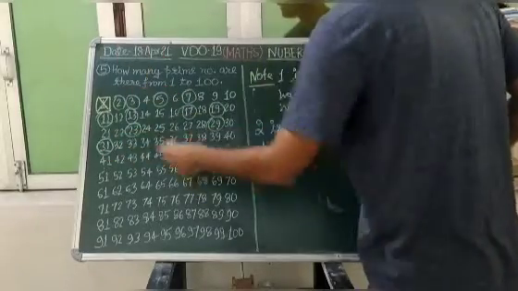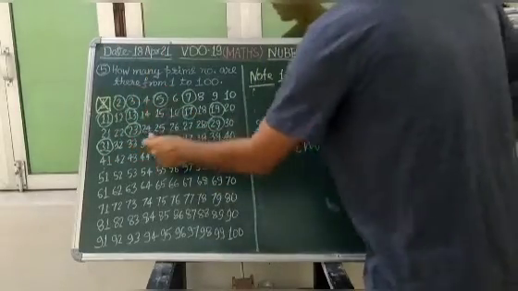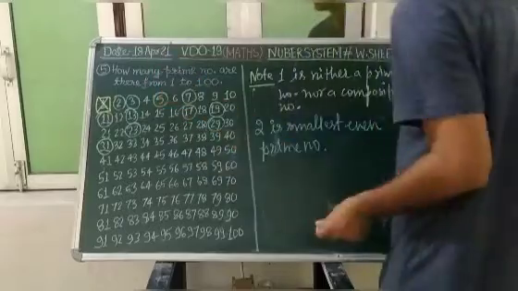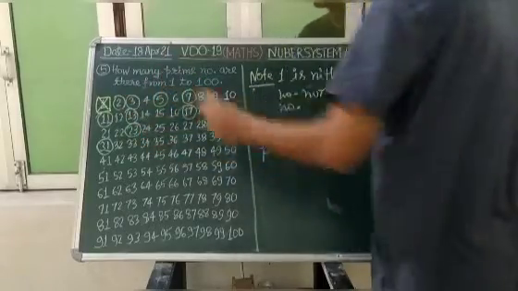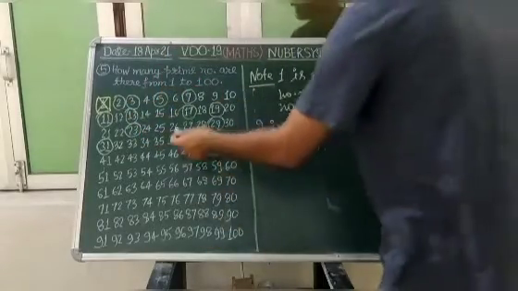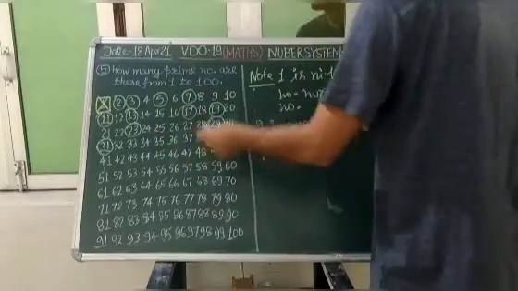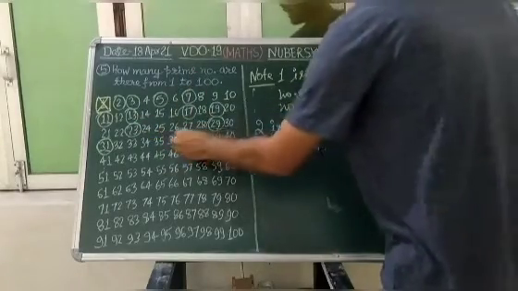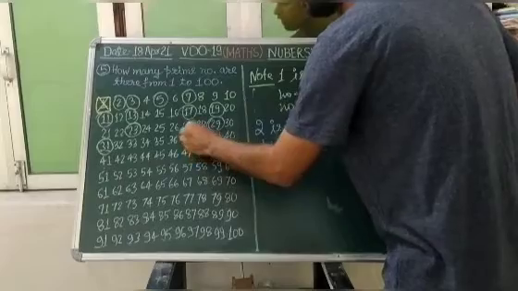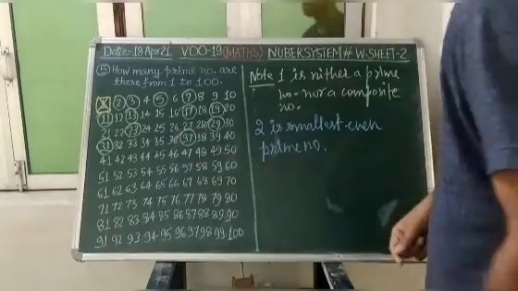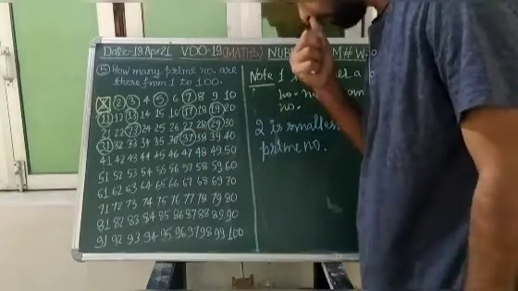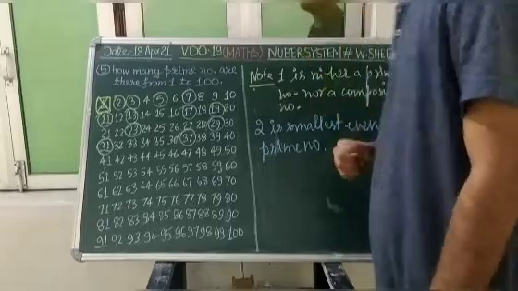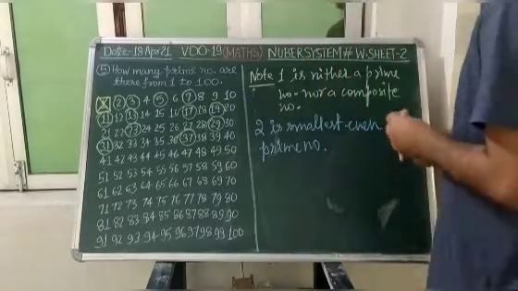32, 2 will divide it. 33, 11 will divide it. 34, 2 can divide it. 35, 5 can divide it, 7 can divide it. 36, 2 will divide it, 18 will divide it. 37, when you are selecting, 37 will not go by any other number. It will be only divisible by 1 and itself. So 37 will be your prime number.